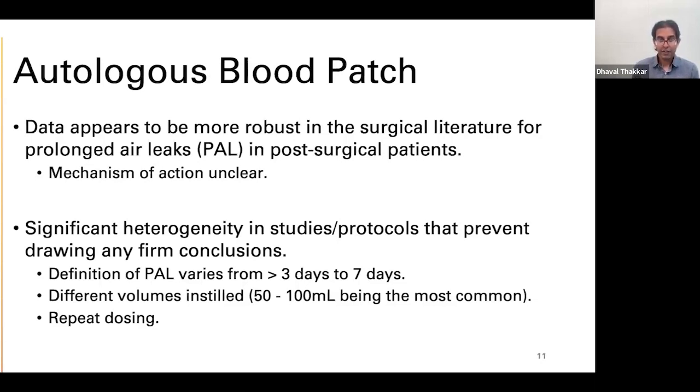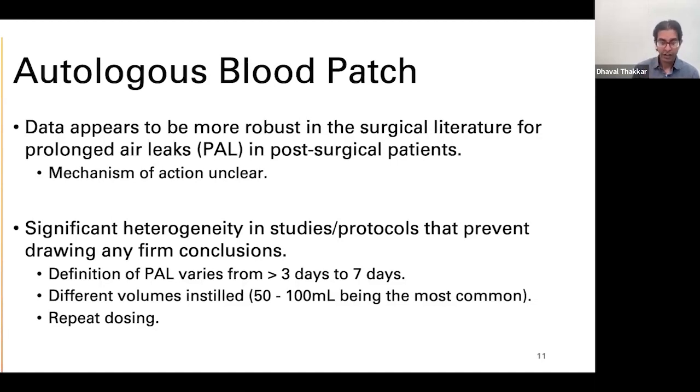The mechanism of action is unclear, but there's a threefold thought. The blood can go on the tissue and help form a clot. It can also create a kind of seal between the chest wall and lung surface. And another thought is that the blood itself can be a pleurodesing agent, causing some level of inflammation.